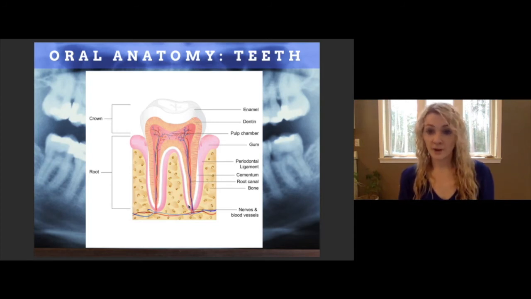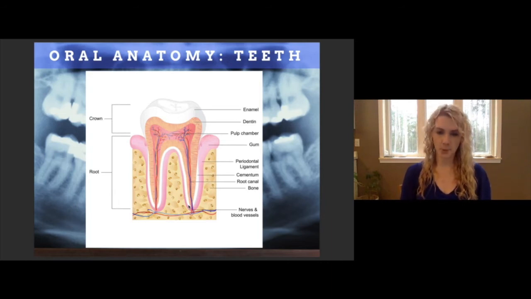Then there's the periodontal ligament, which is the cushion that allows the tooth to sit in the supporting bone. Remember, our teeth require the supporting bone around them to keep them strong and healthy, and so that they're not moving around on us.